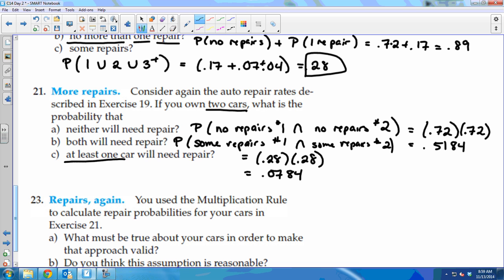And the last one, at least one car will need repair. So that is 1 minus the probability that they both have no repairs. Didn't we already find that probability? This part was part A, right? The probability that both needed no repair. So that's just 1 minus part A, 0.5184. That's 0.4816.